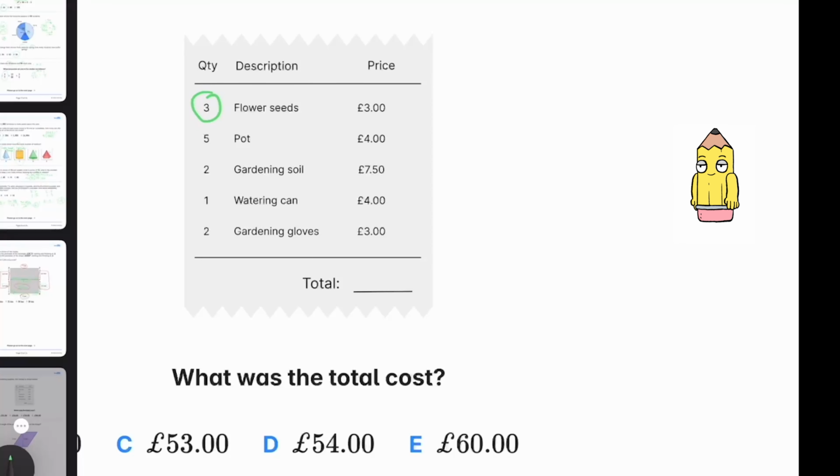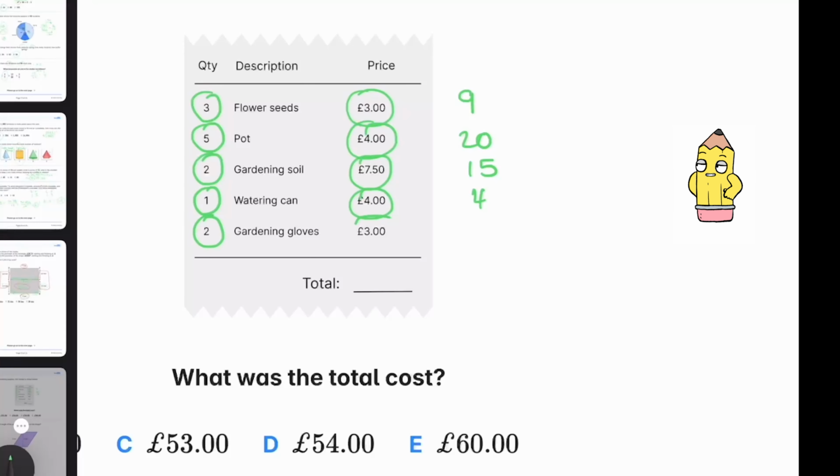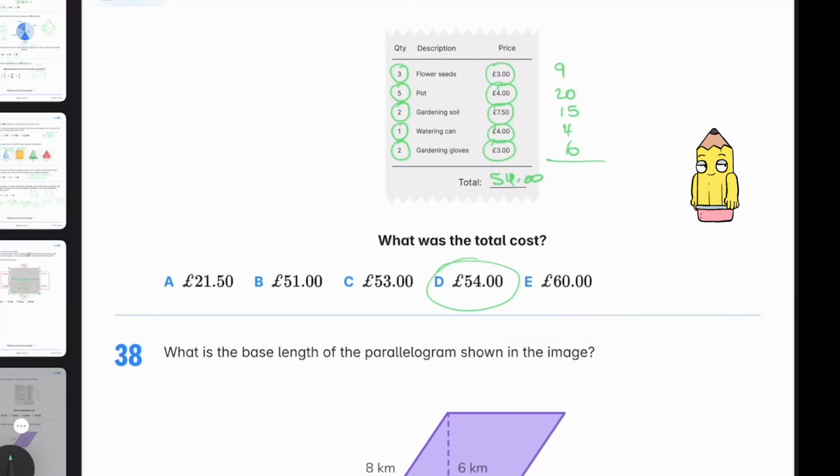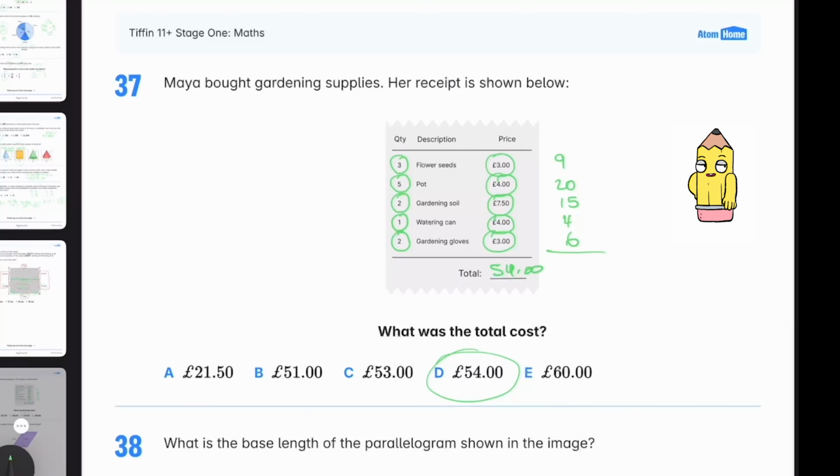So again, 3 times 3 is 9. 5 times 4 is 20. 2 times 7.50 is 15. 1 times 4 is 4. And 2 times 3 is 6. By adding this up, we get £54 as total. And there we are, D is our answer. So it's just a matter of multiplying your quantity by your price.